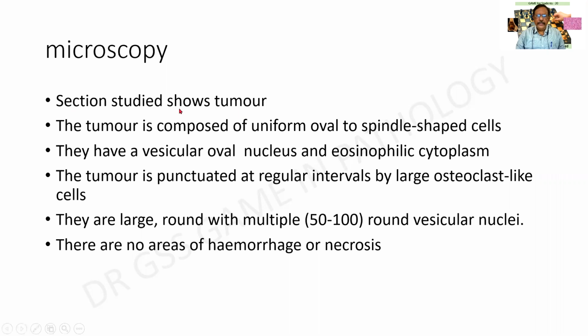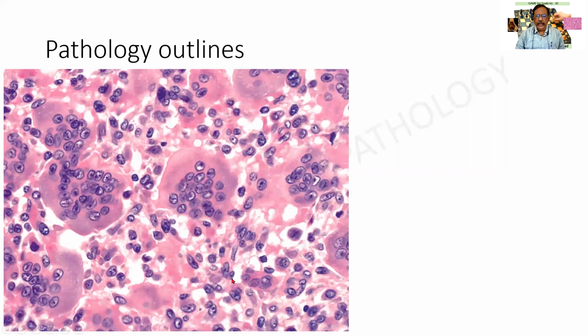This is a microscopic picture. Section studied shows tumor. The tumor is composed of uniform oval to spindle shaped cells. They have a vesicular oval nucleus and eosinophilic cytoplasm. The tumor is punctuated at regular intervals by large osteoclast-like cells, which have got multiple, say 50 to 100 round vesicular nuclei. There are no areas of hemorrhage or necrosis. This will be the microscopic description that you will have to write.